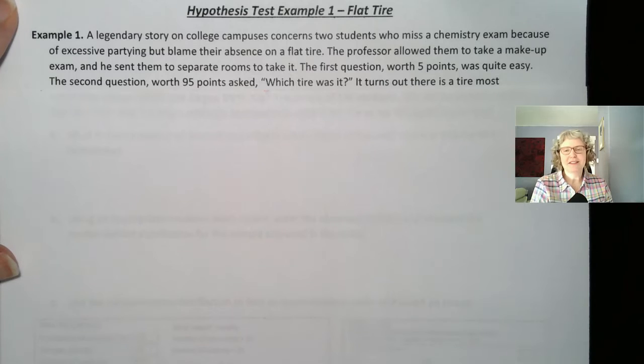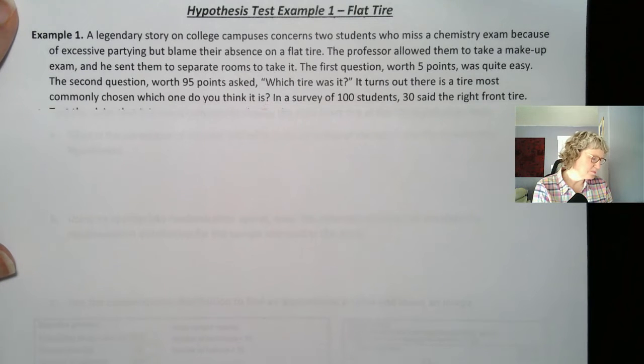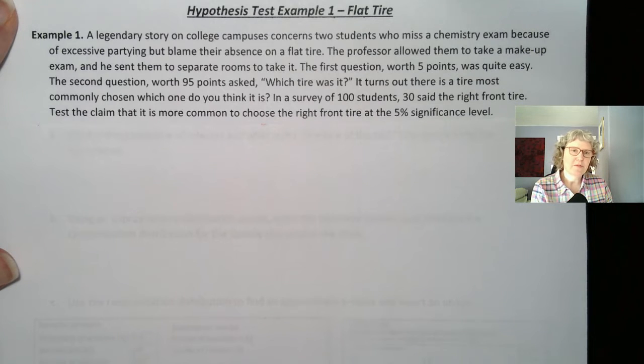It turns out, statistics teachers have been using this for simulations and gathering data from students, and it turns out there is a tire most picked out of the four. So which one do you think it is? Do you have a guess? In a survey of 100 students, 30 said the right front tire. So I think, and I need to gather more data on this myself, that more people tend to say the right front tire. That's not what I picked the first time. I picked the driver's side tire. I don't know why, but we're going to test this claim.